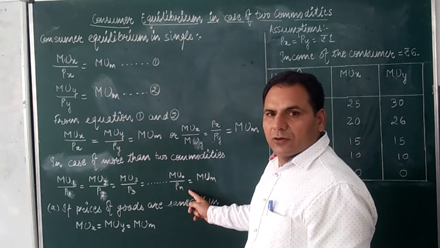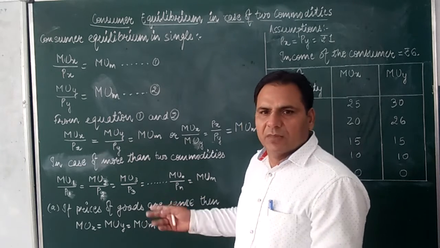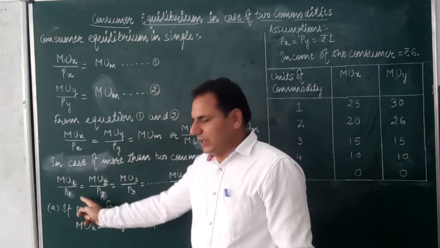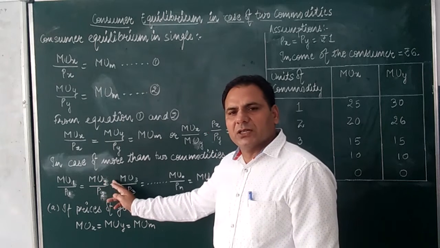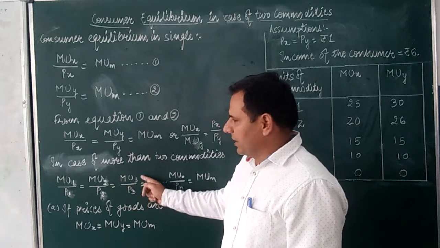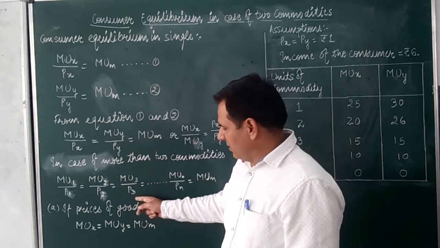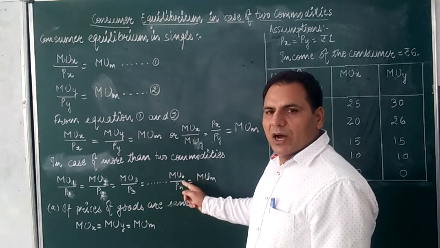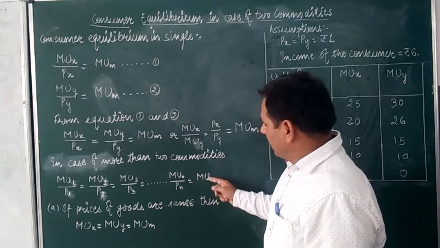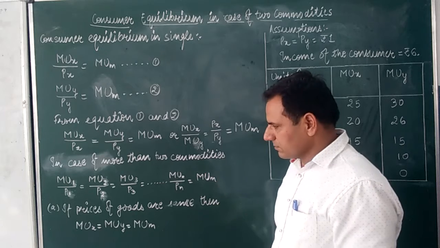And if we are using more than 5, it means any number, then marginal utility of 1 upon price of 1 should be equal to marginal utility of commodity 2 upon price of 2, and marginal utility of 3 upon price of 3, and it should be equal to the marginal utility of the nth commodity upon price of the nth commodity, and all these should be equal to marginal utility of money.